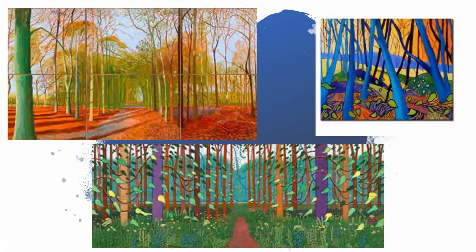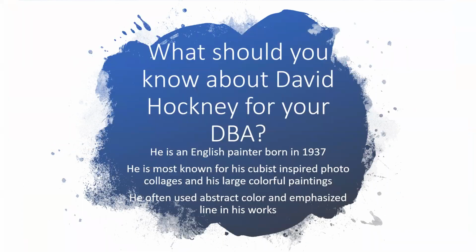The vertical and horizontal lines were ever present, I should say, in his big tree paintings. We see those horizontal horizon lines, but we've got those strong vertical lines created by the tree trunks. What you should know about him, again, born in 37, is that he worked primarily in the 60s, 70s, 80s, that time period. Known for those Cubist-inspired photo collages and large, colorful paintings that used emphasized line and abstract color.